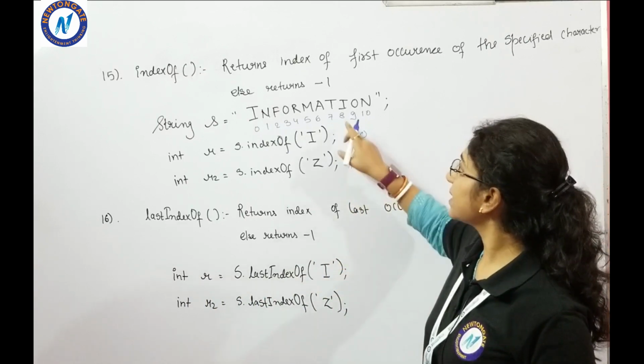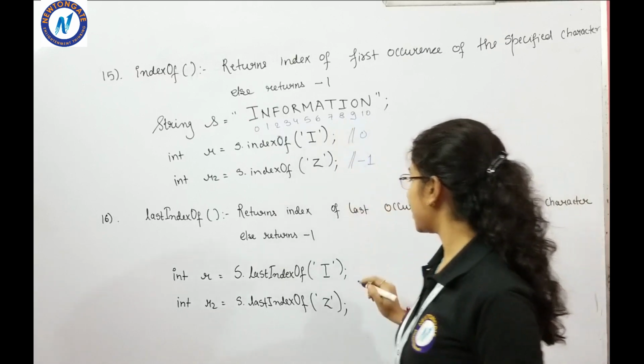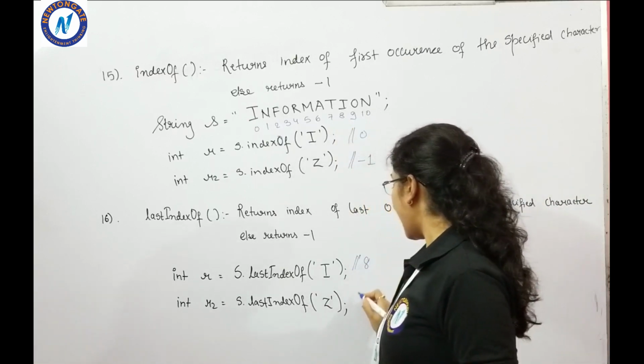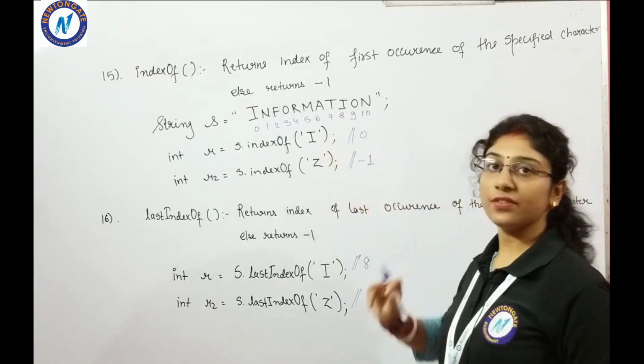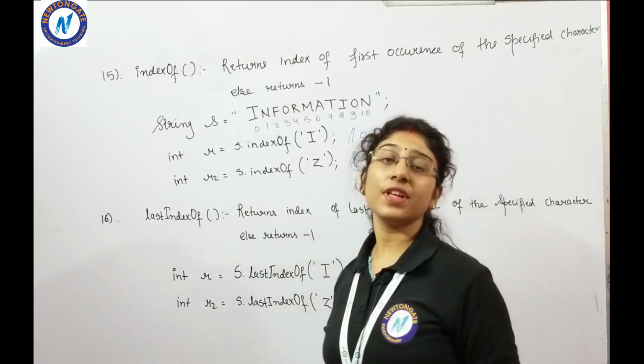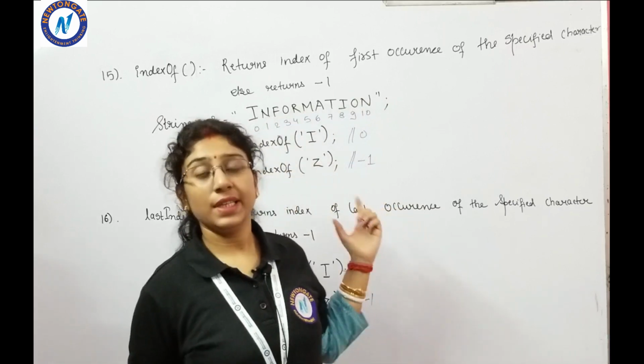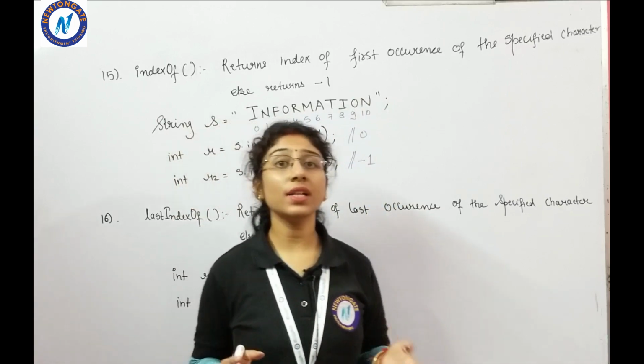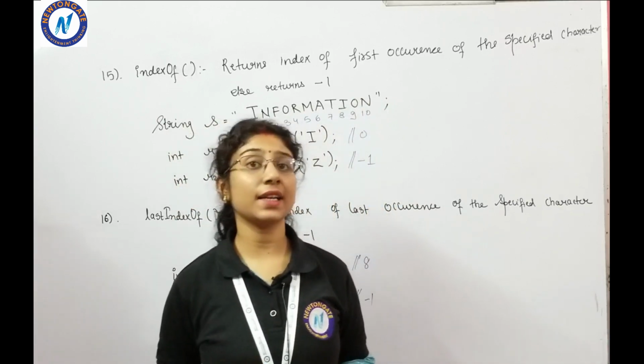So last index is position 8. So it will return 8. And again, as z is not available, this will also return -1. So this is the difference between these two functions. I hope all the functions which we have discussed are clear to you.